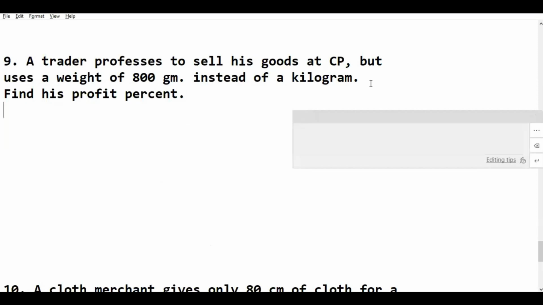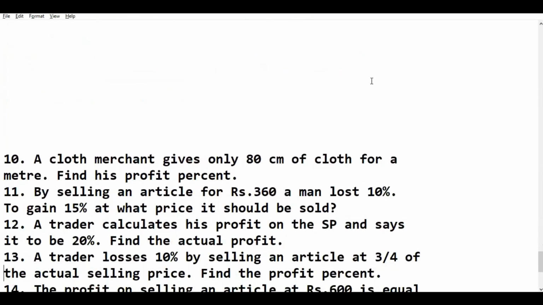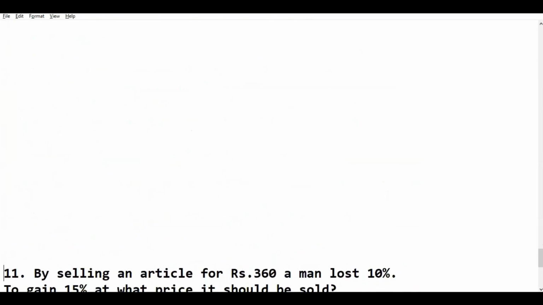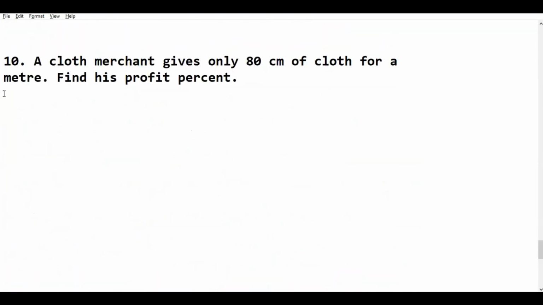A similar kind of question. A cloth merchant gives 80 centimeters of cloth for a meter. For 1 meter, he is giving only 80 centimeters. Find his profit percentage. Please pause the video and try to figure it out.